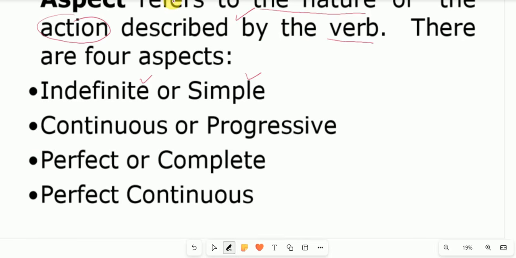And then we also have continuous or progressive. This one is quite easy. I would say we'll have the verb ending with the suffix ing. Remember, suffixes are the last letters added to words to change the meaning of the word, and prefixes are added at the beginning to change the meaning of the word. So if you see the suffix ing, like cooking, eating, walking, you know that the action is actually continuous, it's still continuing.